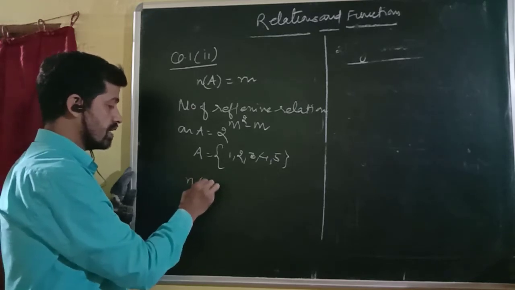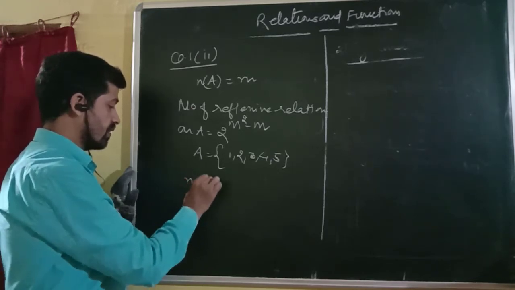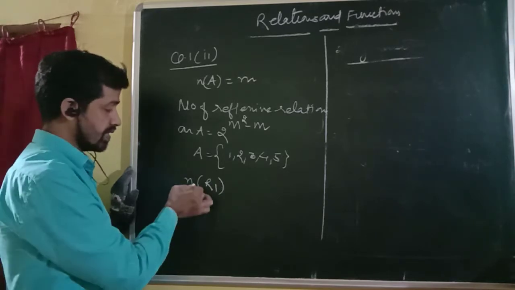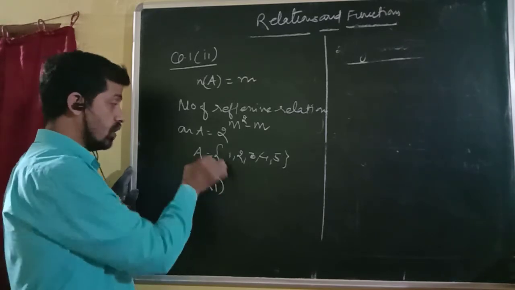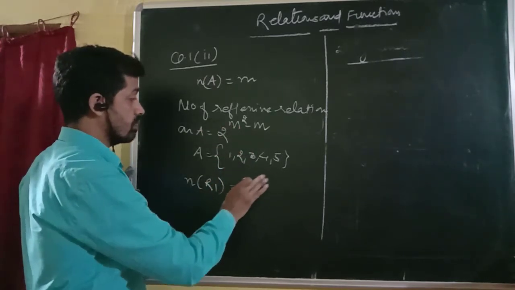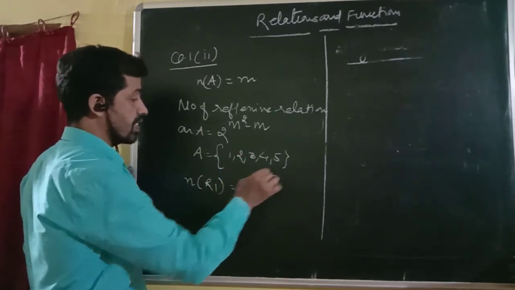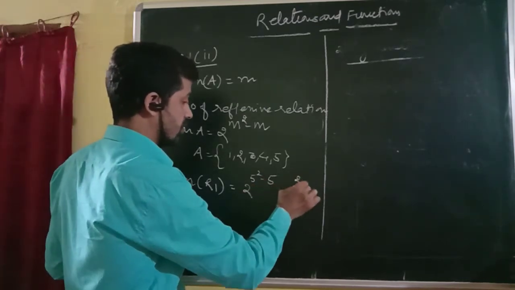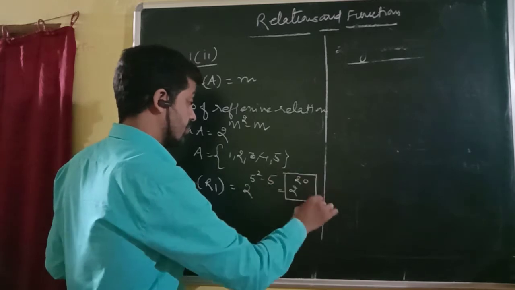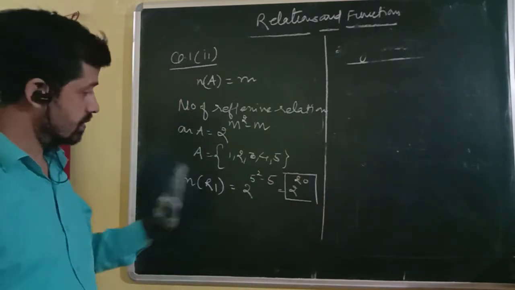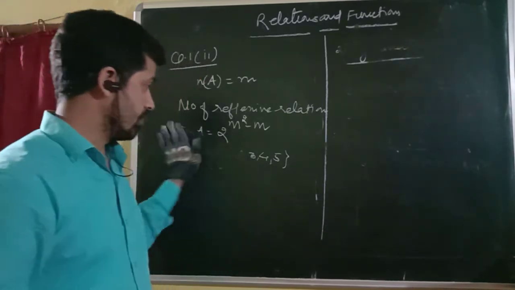So apply this formula. Number of reflexive relations, I am terming as reflexive relation. Number of reflexive relations on this set, using this formula, will be 2 raised to the power of 5 square minus 5, which equals 2 raised to the power of 20. These many reflexive relations are defined on this set. Do remember. Hope it is clear.